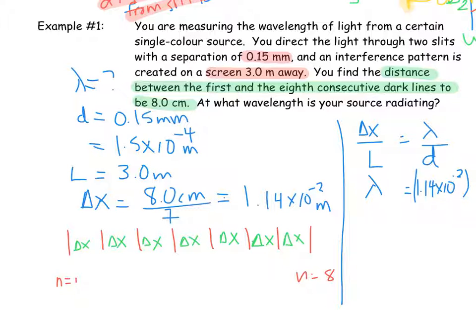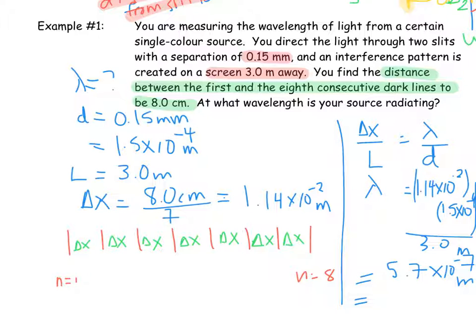Times my distance, which is the 1.5 times 10 to the negative 4 meters. And I'm going to divide that by my screen distance, which was the 3 meters. And when I work that out, my value for lambda is 5.7 times 10 to the negative 7 meters, which makes sense, right? If I'm looking at this in terms of nanometers, that seems about right.